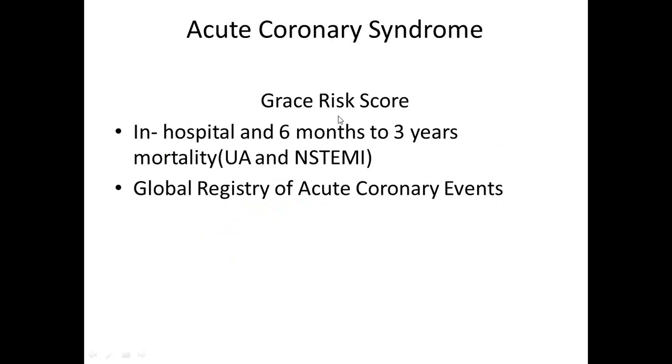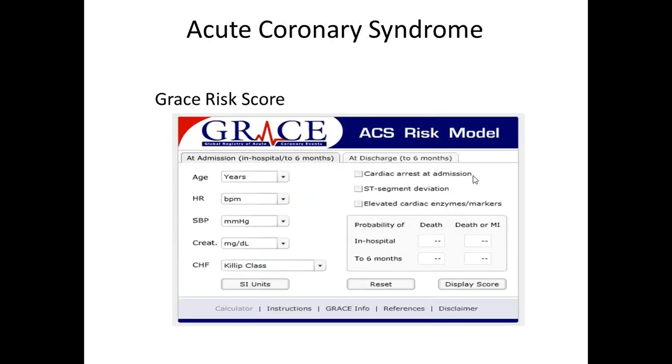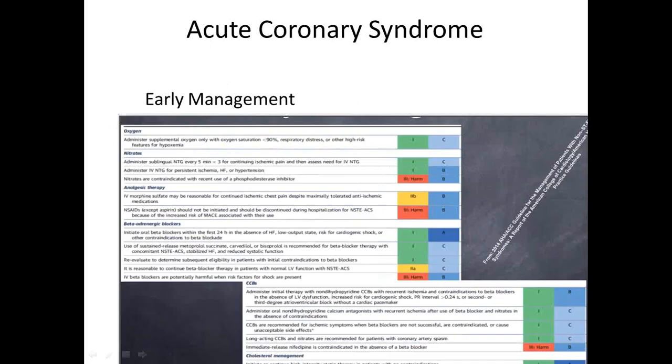GRACE stands for Global Registry of Acute Coronary Events, and we plug certain information in. It's not something you calculate yourself. You have an app that will do it. You use the age, the heart rate, systolic blood pressure, creatinine, heart failure. You plug it into this app and it gives you the score.